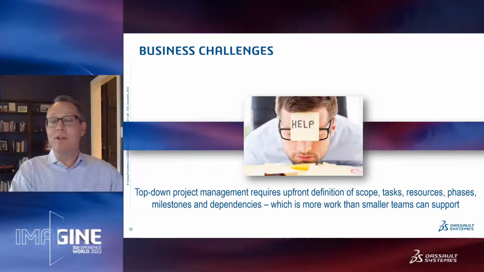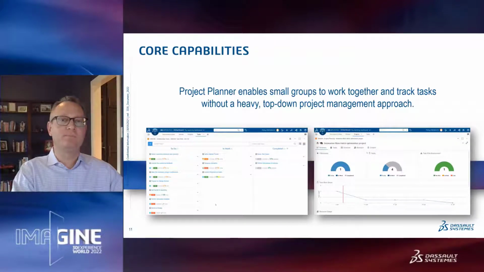Now, a global enterprise organization with a workforce of thousands could likely address this challenge simply by regimenting the project management process through stringent upfront definition of a project scope, including the tasks, the resources, the phases, the milestones, and dependencies, and then heavily manage that process through execution. The problem is that this top-down approach requires a significant amount of work and is something that leaner teams simply don't have the bandwidth to support.